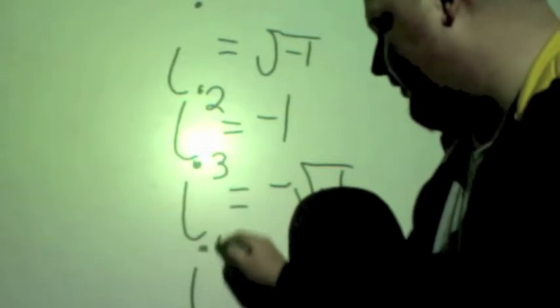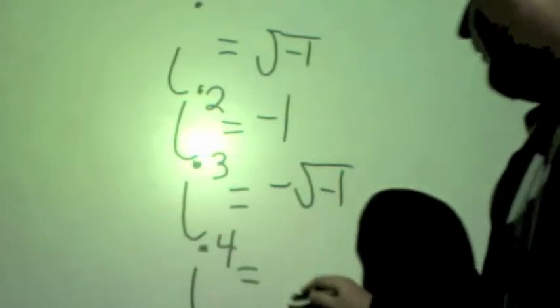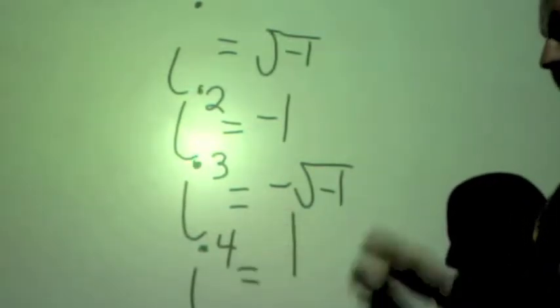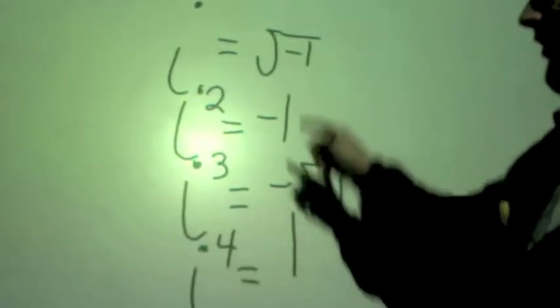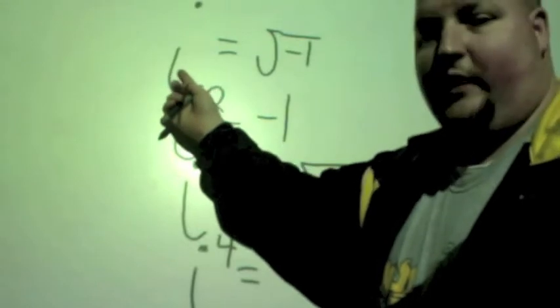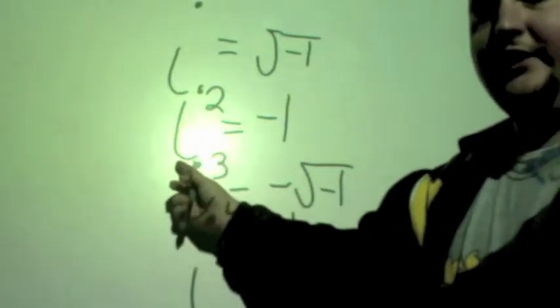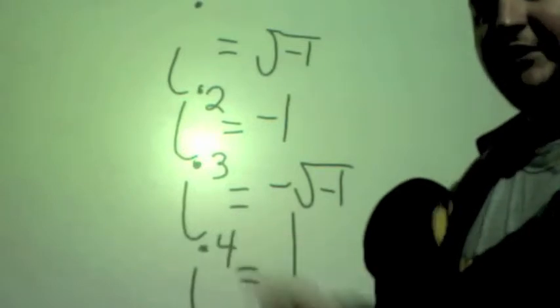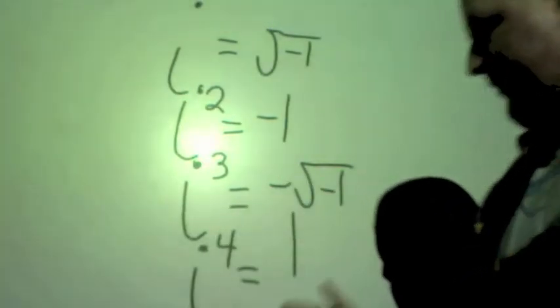i to the fourth power becomes +1. And it repeats from there on. So i to the fifth power would be the square root of -1. i to the sixth power would become -1. i to the seventh power would become the negative of the square root of -1. i to the eighth power would become 1.